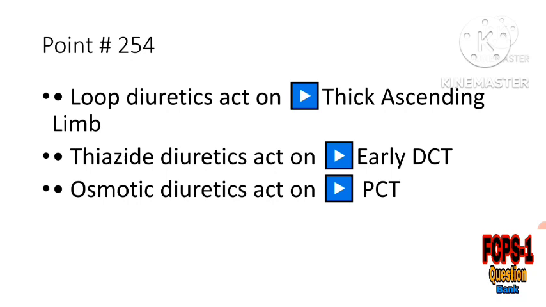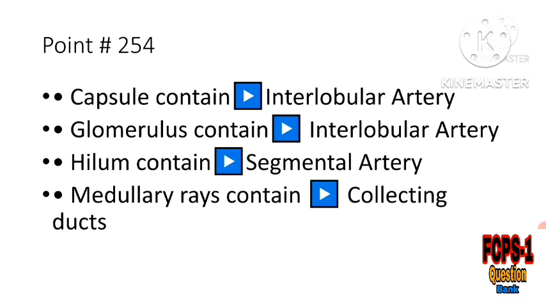Loop diuretics act on thick ascending limb, that is TAL, and thiazide diuretics act on the early DCT, and osmotic diuretics act on the PCT of the nephron, proximal convoluted tubules. Next, capsule contains interlobular artery. Remember, capsule contains interlobular artery, and glomerulus contains again interlobular artery. So hilum contains segmental artery, and medullary rays contain collecting ducts.